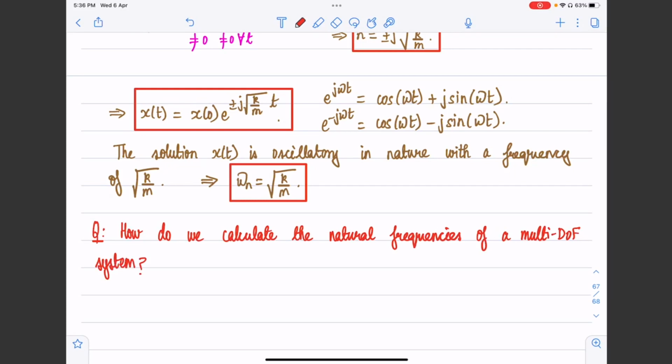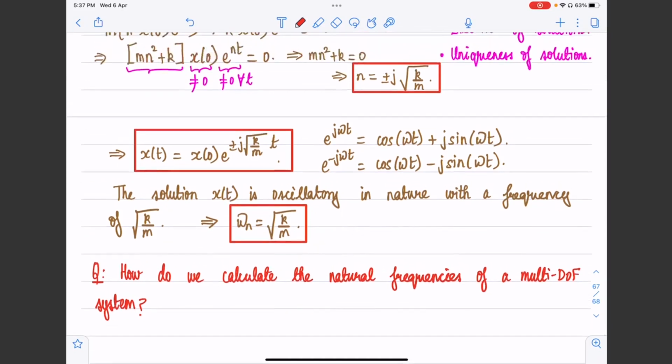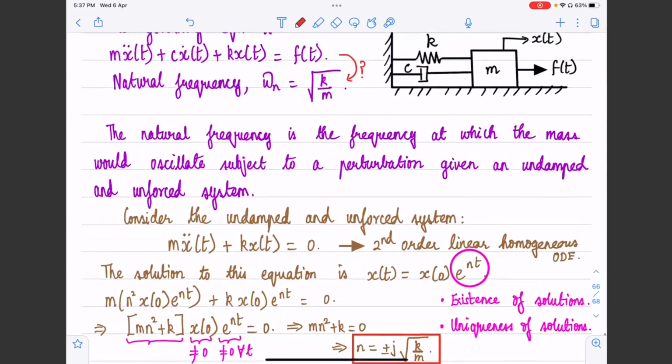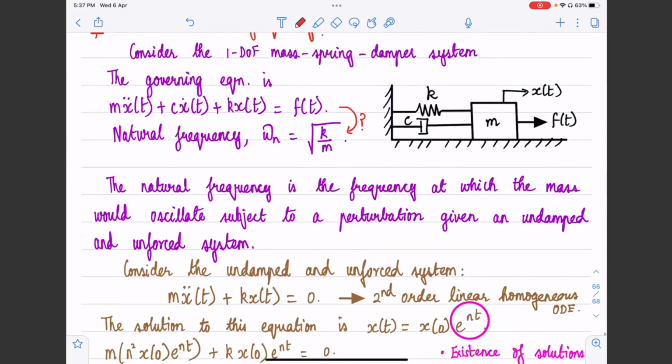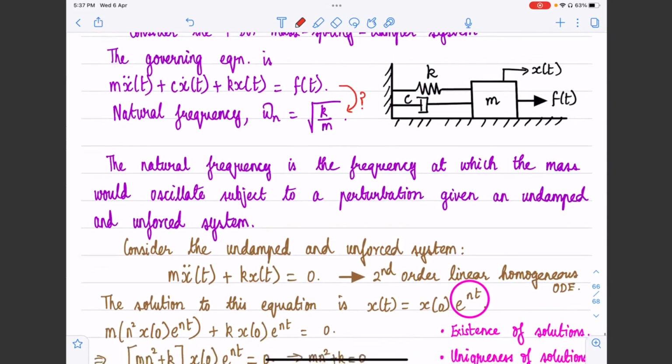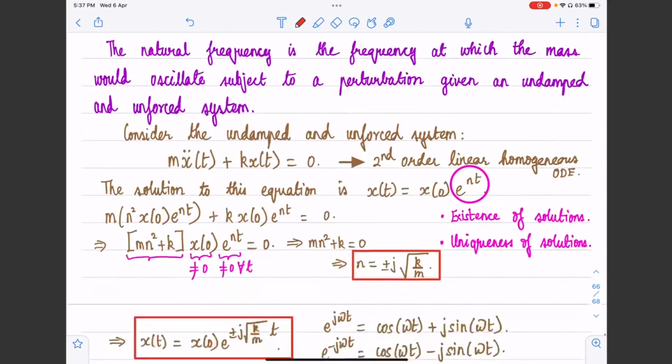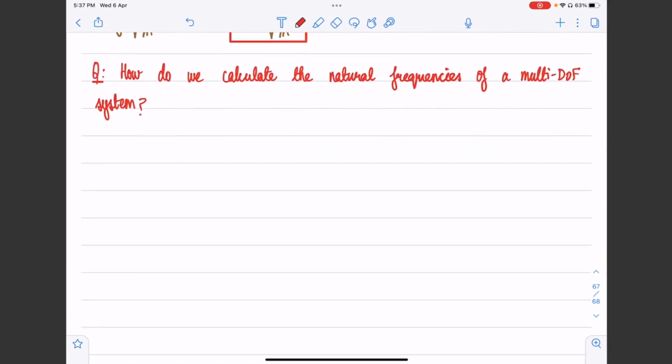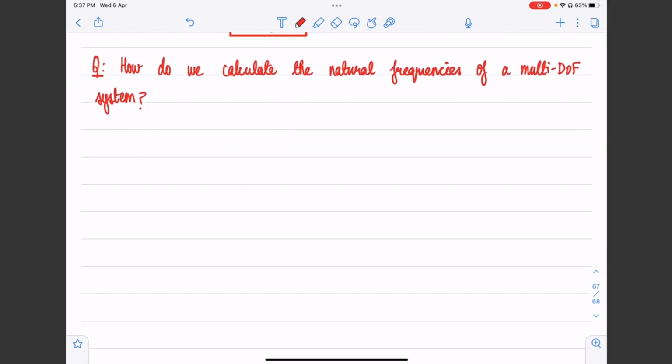I think we will answer that question as we do the quarter chord model and the half chord model analysis, which will be multi-degree of freedom models. All right. Okay. So any questions on what we have done today, as far as the discussion on the natural frequency definition and derivation is concerned? Okay, so I'm going to do the quarter chord model and the ride analysis in the next class, so that we will be able to concentrate on it for the entire class.